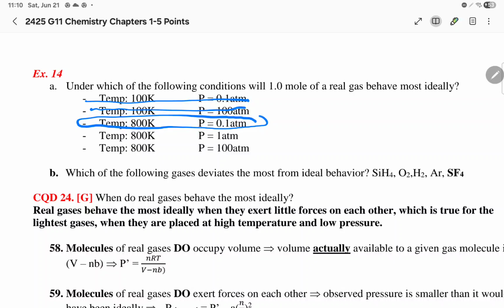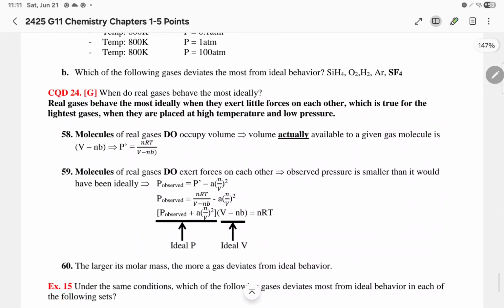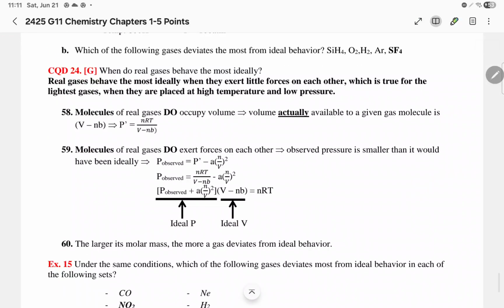Which of the following gases deviates most from real behavior? The one that deviates the most is the one with the... I think it's the heaviest, wait. Yeah, SF4 is the heaviest, that's why. Why do real gases behave the most ideally? It's because they exert little force on each other, because they're very light particles and they're under high temperature, low pressures.